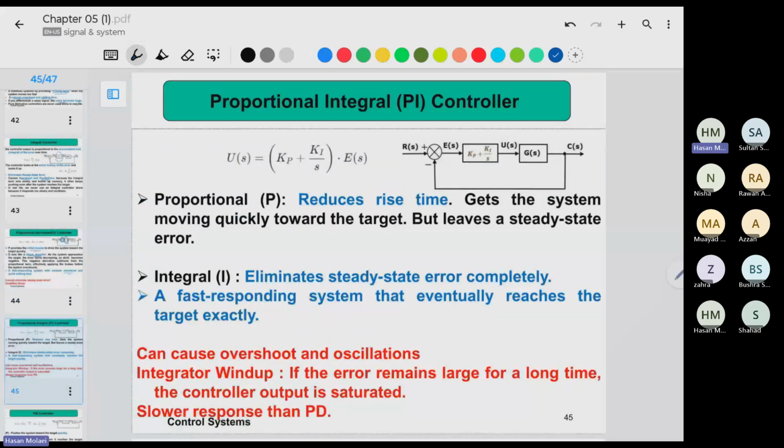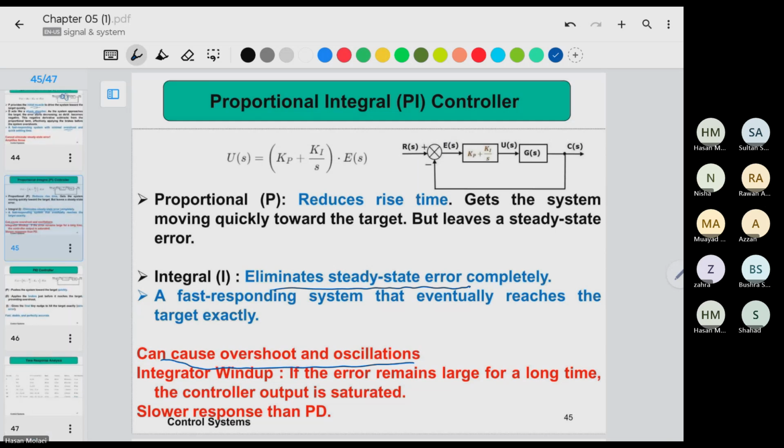And then you can have another type, combining the proportional and the integrator together. So again, the P is reducing the rise time, making it faster. The integrator helps reduce the steady state error. And again, it still has the problem of overshoot and oscillation because of the integrator, for example, by the time the controller is saturated.